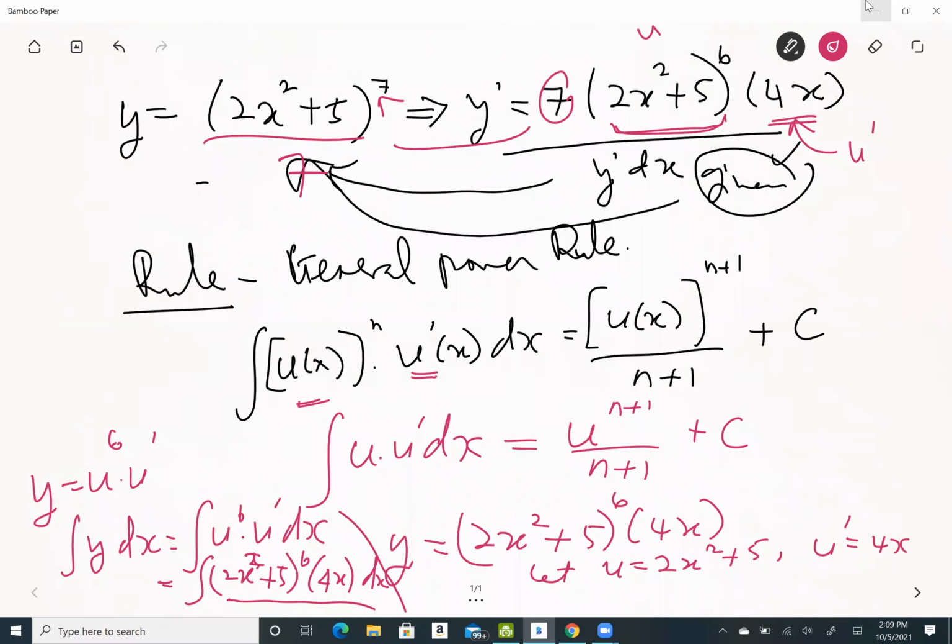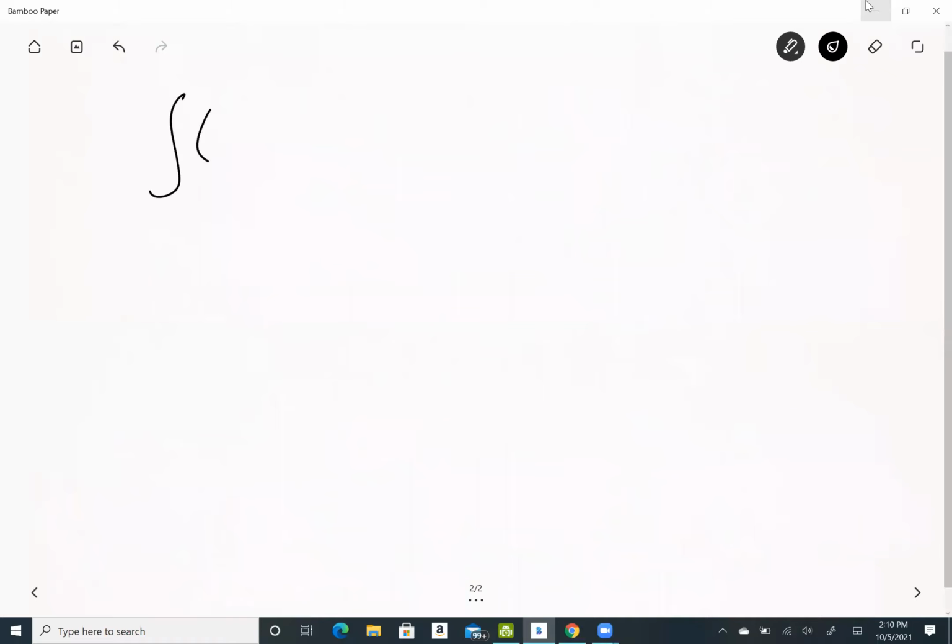So what you do here, in order to get the integral of this function, the example, you want to find the integral of the function. So let's apply the rule. This is how we do it. You have to write the function. You want to find the integral of (2x squared plus 5) to the power of 6 times 4x dx. And of course, that is the integral of y dx.